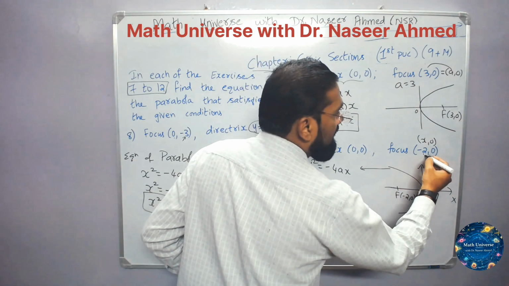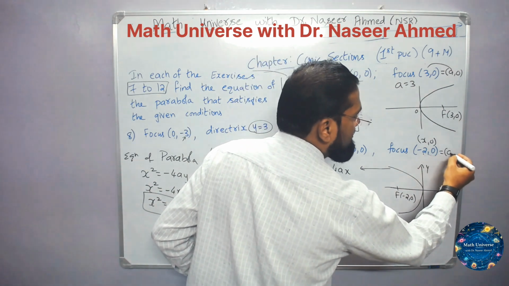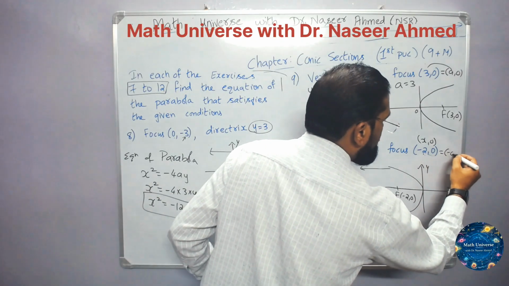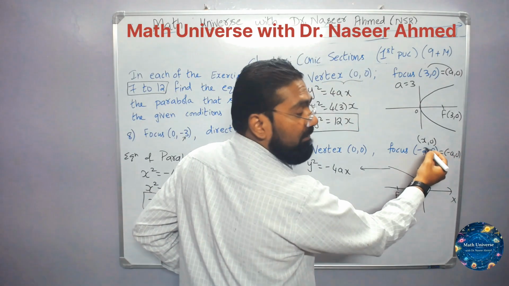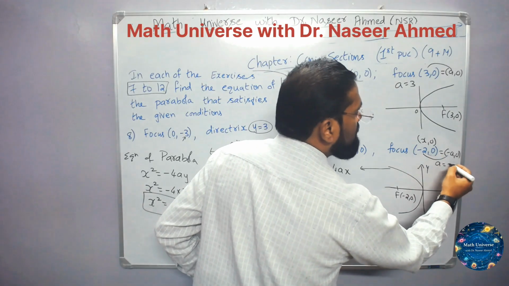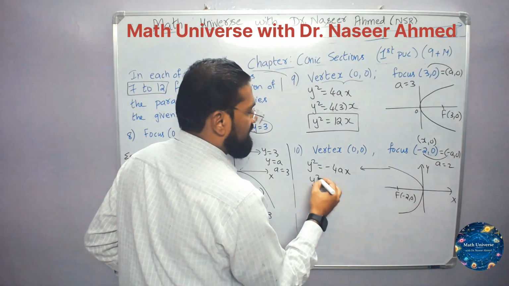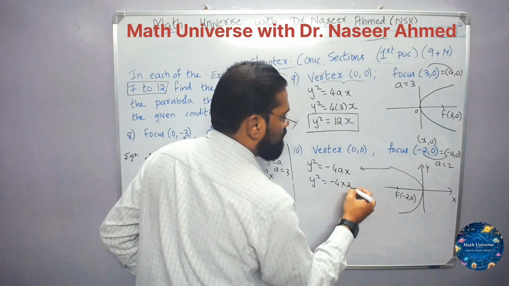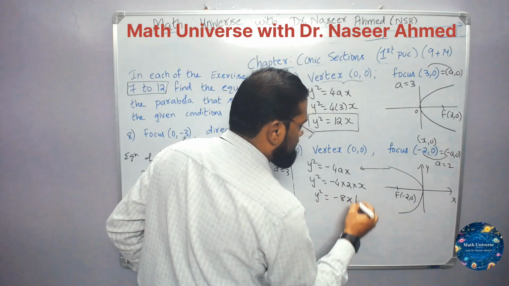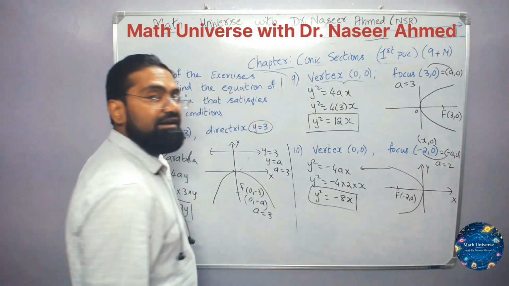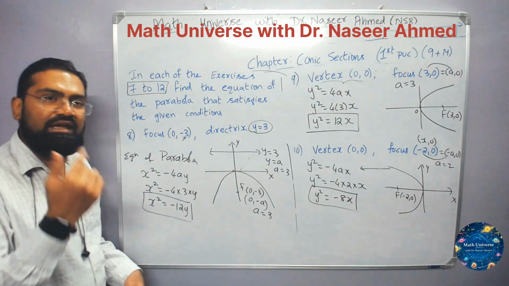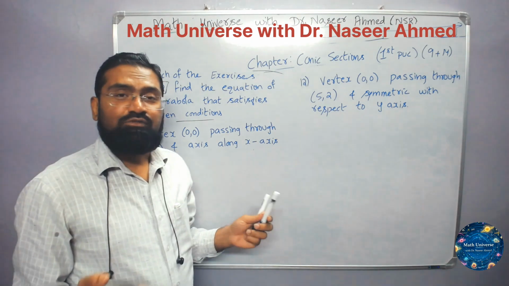Now, this focus is (-a, 0). So the negatives get balanced. So a = 2. So y² = -4 times 2 times x, or y² = -8x. This is the required parabola. Very simple problems. Kindly make a note. Dear students, let us move on to the next problem.